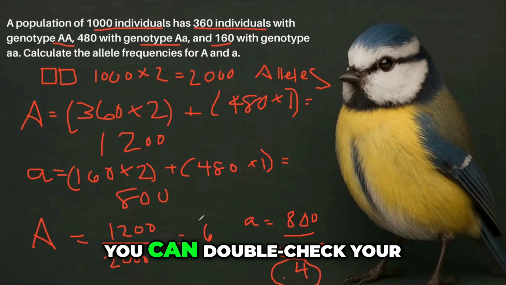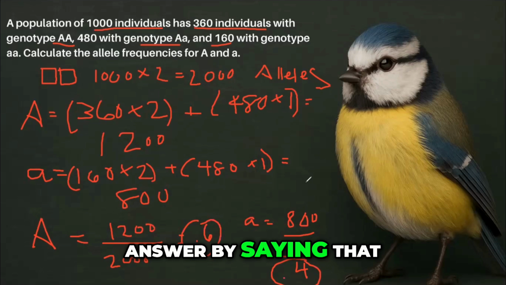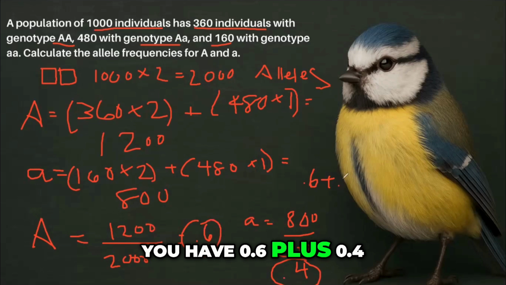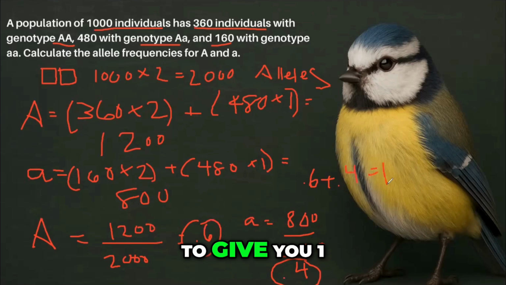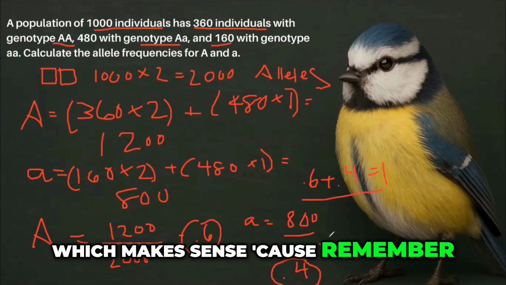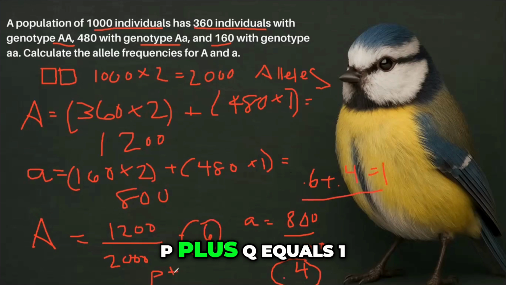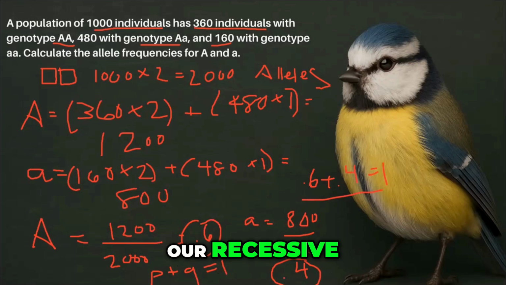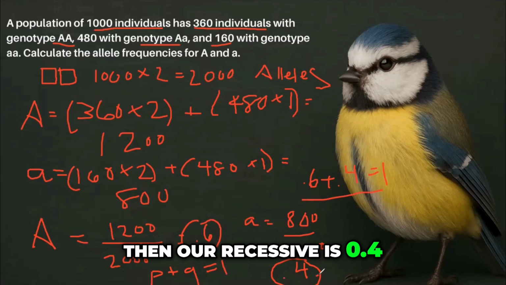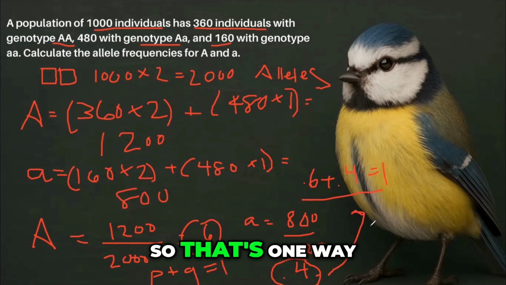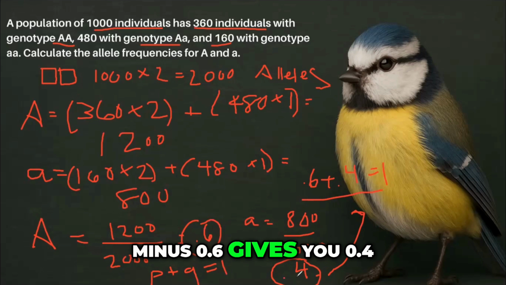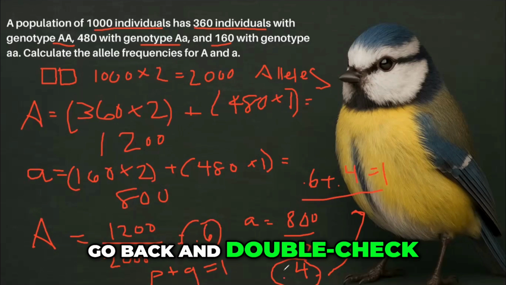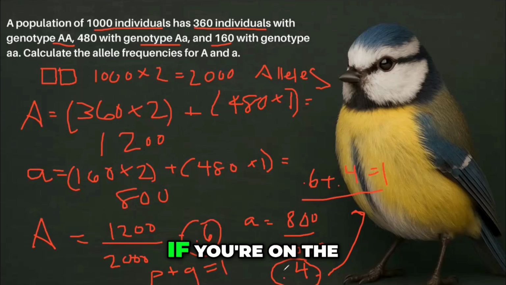Now, you can double check your answer by saying that you have 0.6 plus 0.4, and that is going to give you 1, which makes sense because remember, according to our formula, p plus q equals 1, right? So our frequency of our dominant is going to be 0.6, and then our recessive is 0.4. We add them together, that's going to be 1. So that's one way to check it. The other thing, you could solve this problem by saying 1 minus 0.6 gives you 0.4, and also you could go back and double check your answer that way as well to see if you're on the right track.